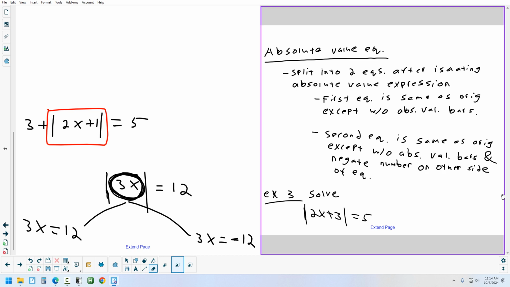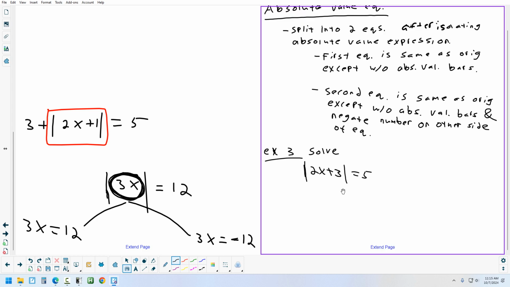Let's try this one. So the first question: is the absolute value already isolated? Yes. We just have the absolute value of 2x plus 3. There's nothing else outside the bars on the same side. So we're just going to split it up.